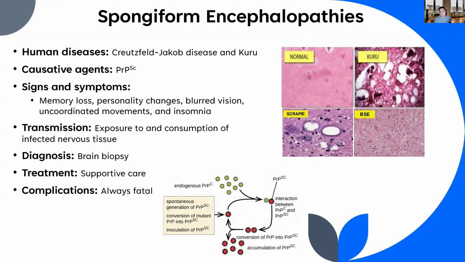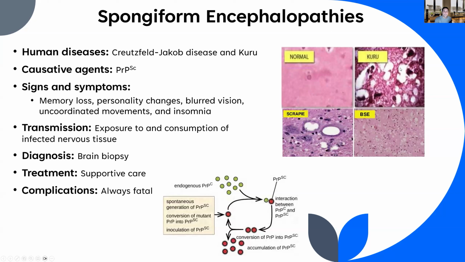The thing to realize is this is a disease that can take decades to manifest. You might not notice anything until decades after you've been exposed. And typically, this is the result of exposure to and consumption of infected nervous tissue. The only way to diagnose this is via a brain biopsy, and typically that's not happening until the person is dead. What you can see here is what normal brain tissue looks like, and you can see the holes. This is Kuru.